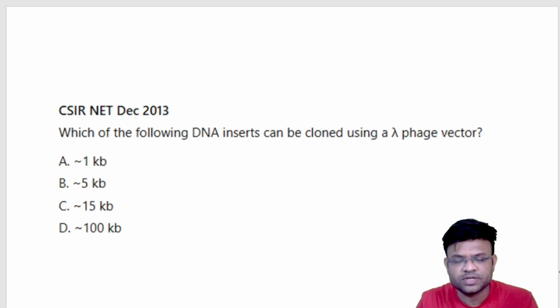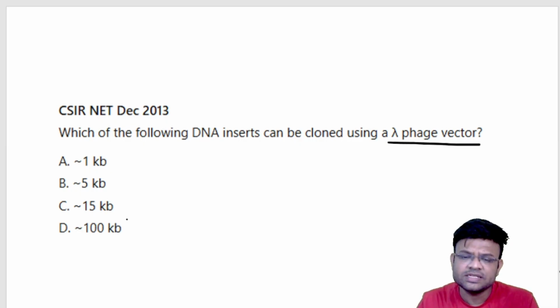Let us move on to the next question. Which of the following DNA inserts can be cloned using a lambda phage vector? Basically, a lambda phage vector can have an insert size of roughly 15 kb, which I have just told you, just to give you an idea. So these were the two questions that I thought would be essential for giving you a proper understanding.